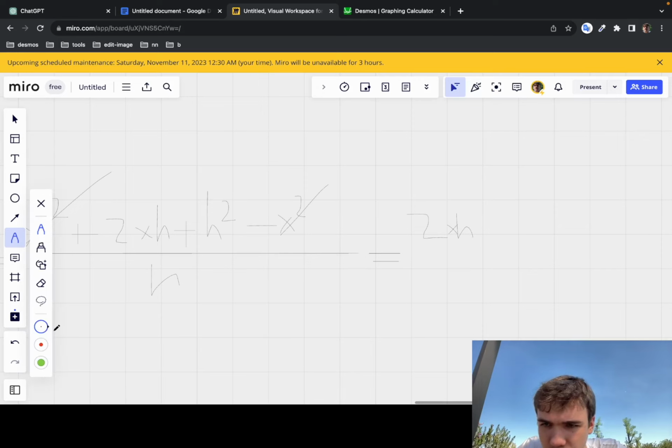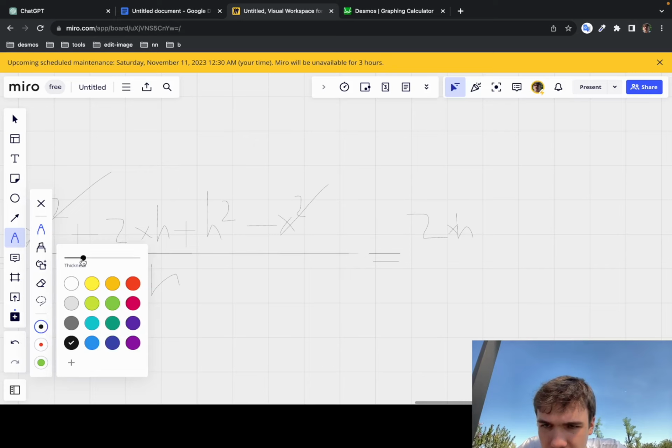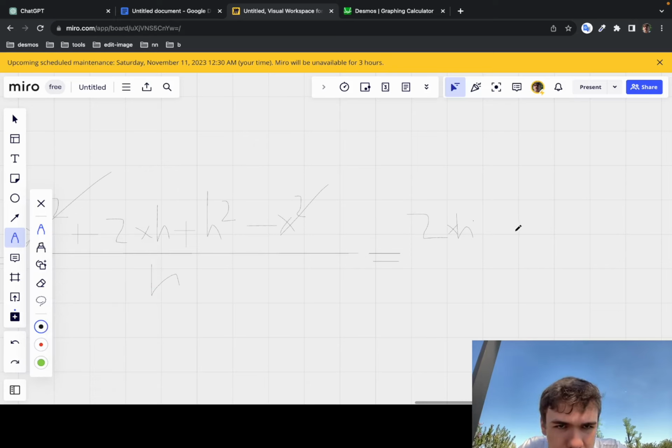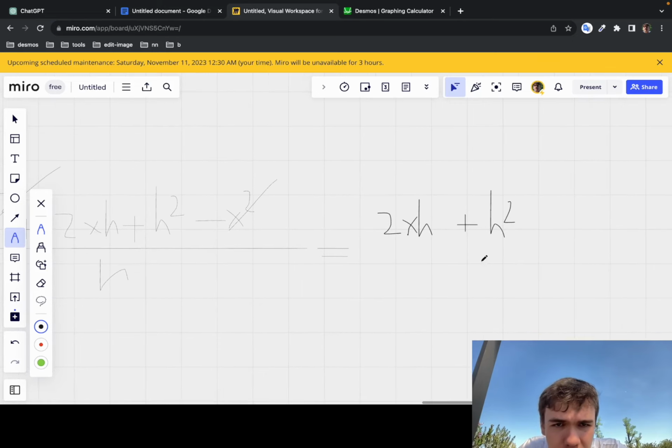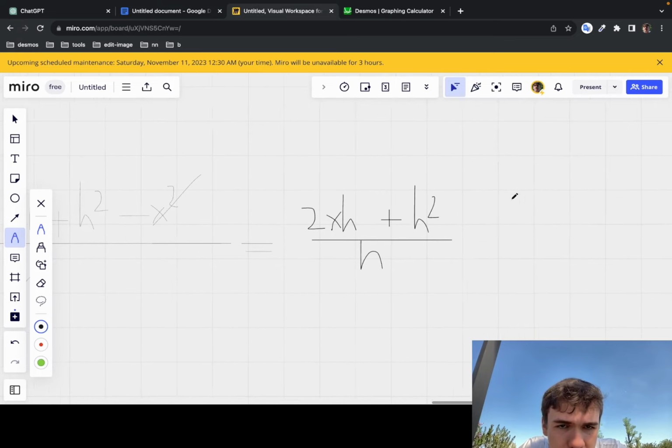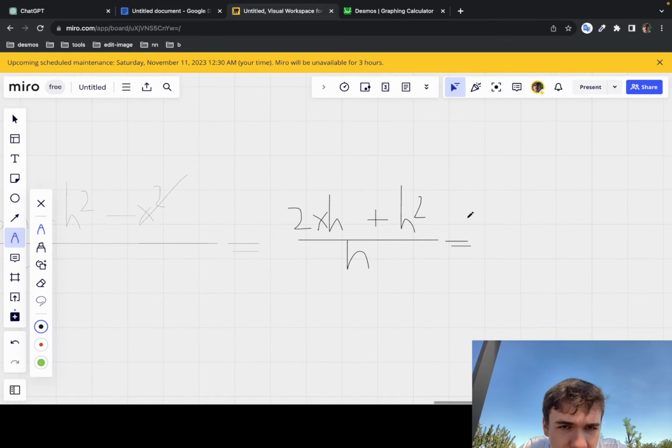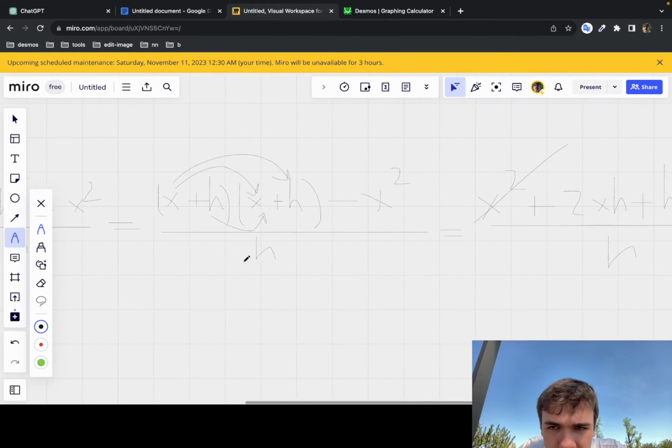Probably I need to change it to make it a bit thicker, like this. Yeah, much better. So now we have 2xh plus h squared. So this 2x squared cancelled, and over h. So now what I can do is to take h out of the brackets. Of course, I forgot to put the limit everywhere.